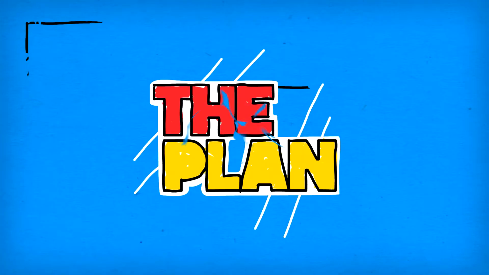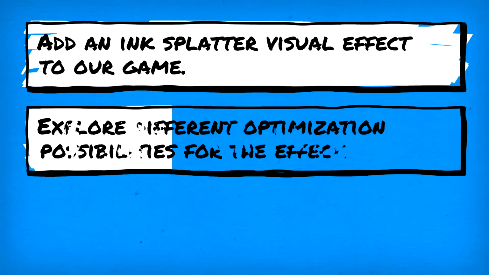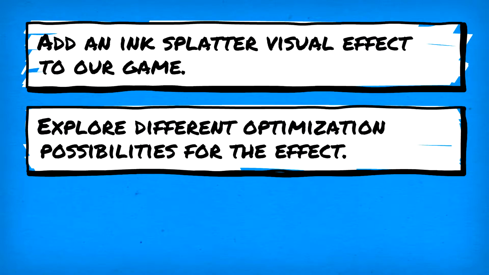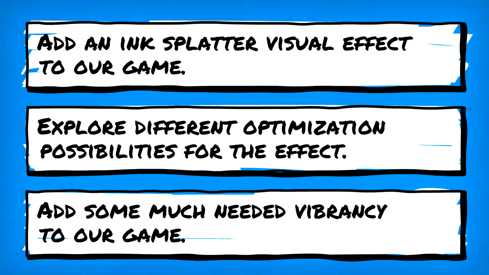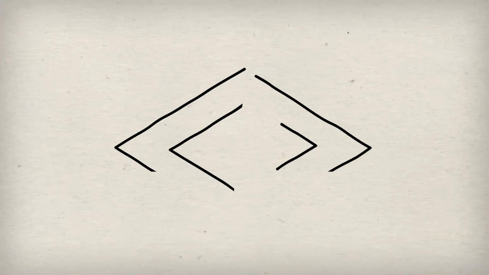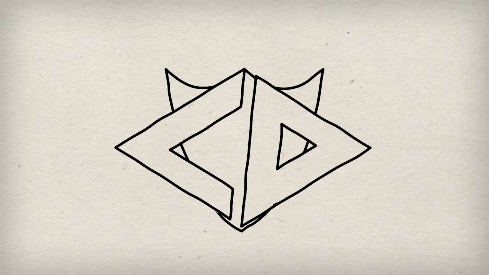So today's plan will be to add the ink splatter effect to the game, and while we're at it, we're gonna explore possible new ways to handle dealing with the optimization of said effect. And to top it all off, we'll add some much needed vibrancy to the project. Sounds like a solid plan, or liquidy plan. Let's get to the coding.